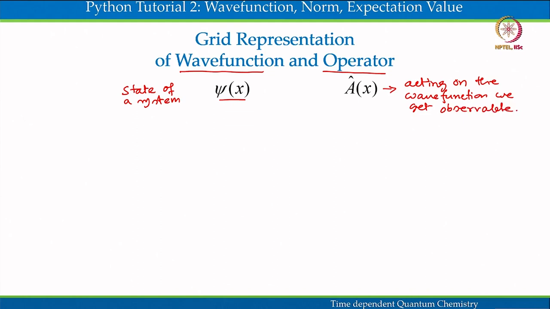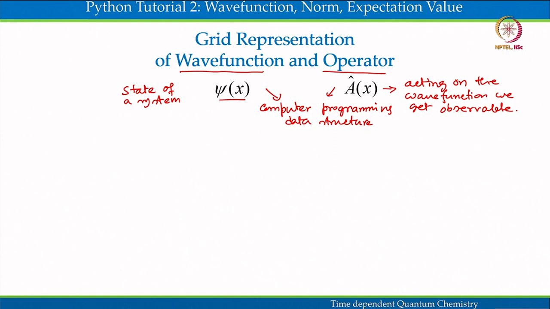Therefore, because these are the two constituents of quantum mechanics, the first step towards obtaining numerical solution of any quantum mechanical problem is to represent the wave function and the operator in appropriate computer programming data structure. That's the first step if we want to use numerical solution of quantum mechanical problems. We have to convert the wave function and the operator into a computer programming data structure. So, the question is how to represent them.